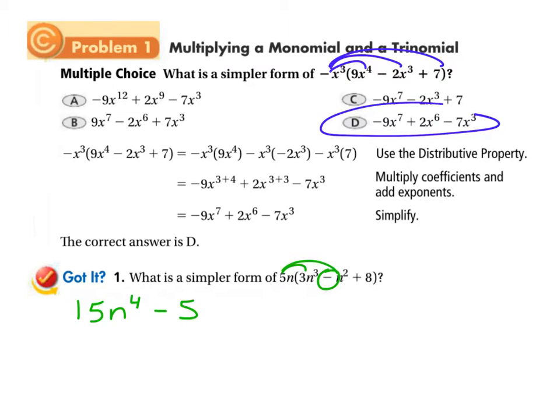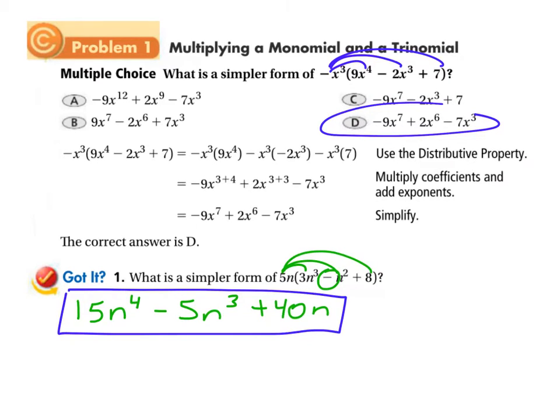And what is n times n squared? N times n squared is n cubed. And we're going to do this right here. 5n times 8. What is 8 times 5? It is 40, positive 40. And there's only one single n in there. And that is what you get, my friends. Nice. Fairly straightforward, I hope. Okay, let's keep going.